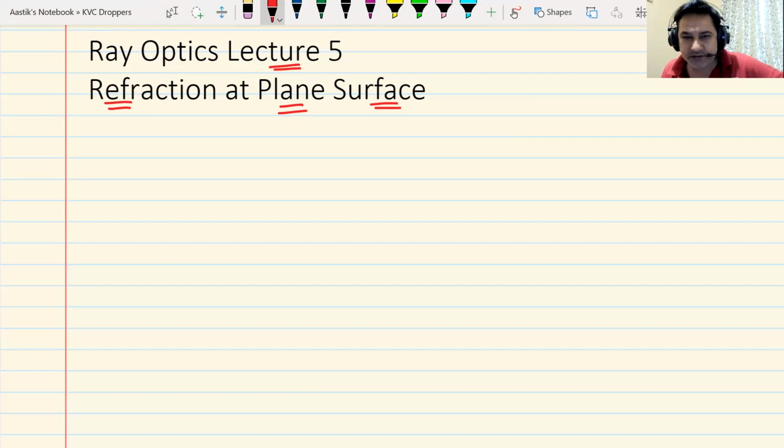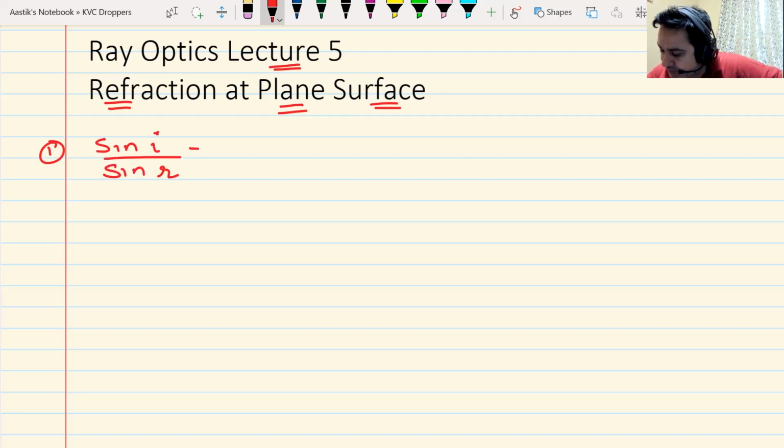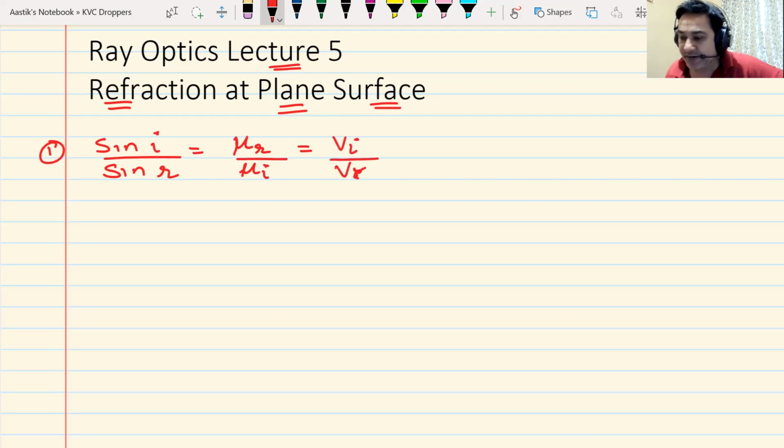We have seen that sin i by sin r is mu r by mu i, that is equal to vi by vr. I hope all of you remember this relation. Sine of angle of incidence divided by sine of angle of refraction is equal to refractive index of the second medium divided by refractive index of the incident medium, that is equal to the speed of light in the incident medium divided by the speed of light in the refracted medium. This is also known as Snell's law.